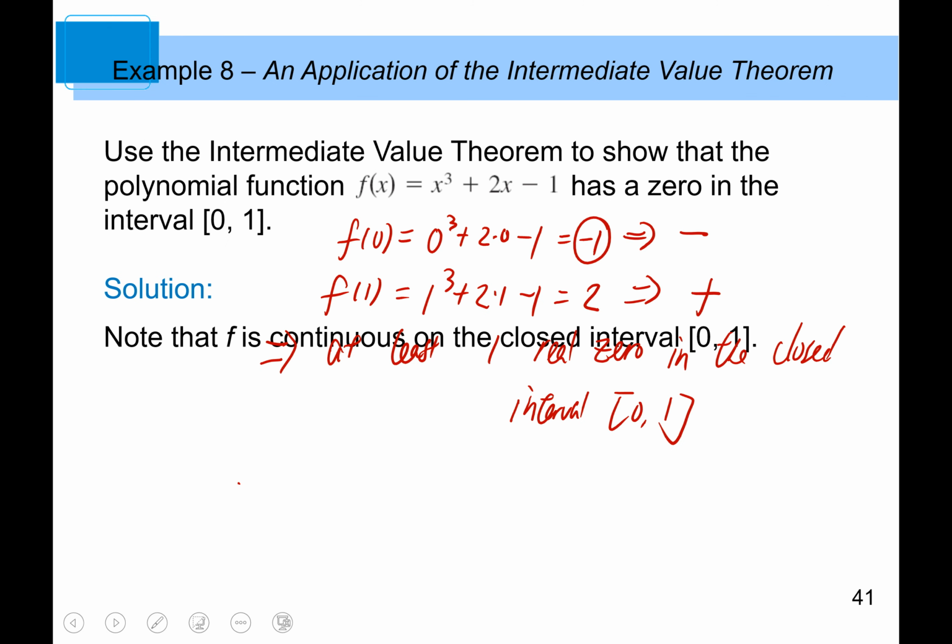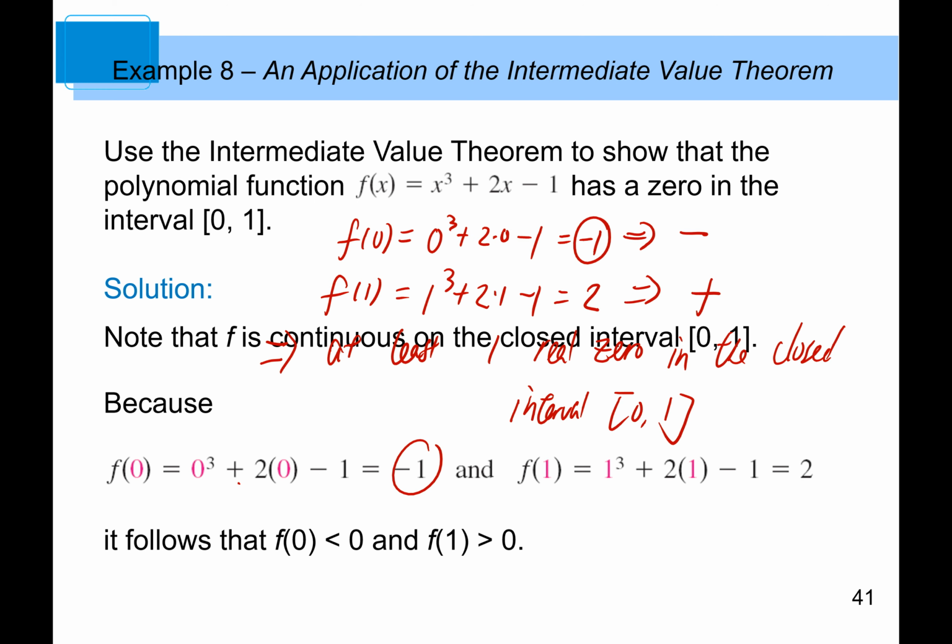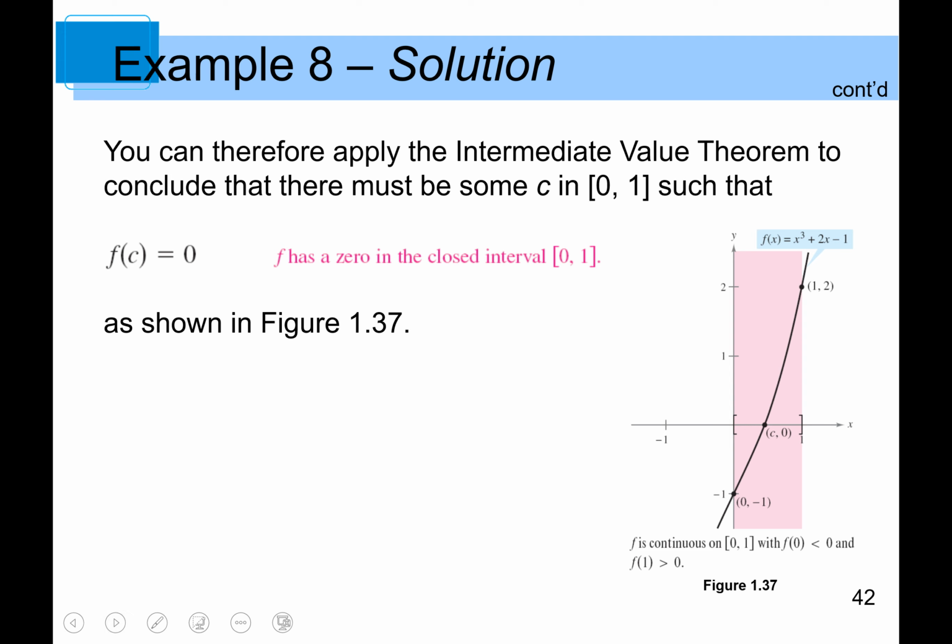Since this third degree polynomial is continuous everywhere, including within the closed interval [0, 1], and f(0) is negative 1 and f(1) is 2, then we know that there must be a real zero in between.